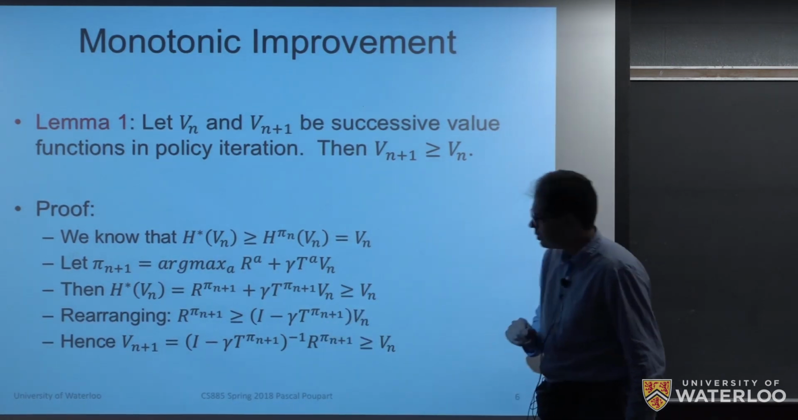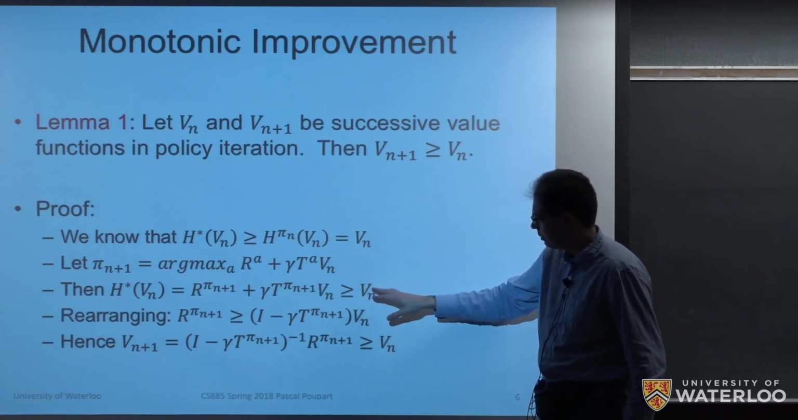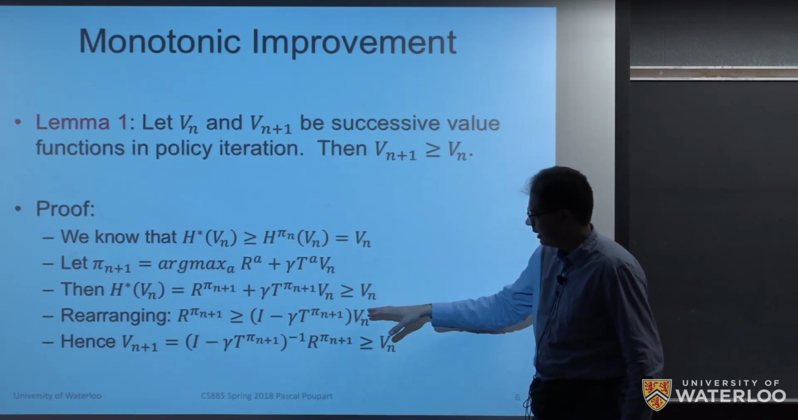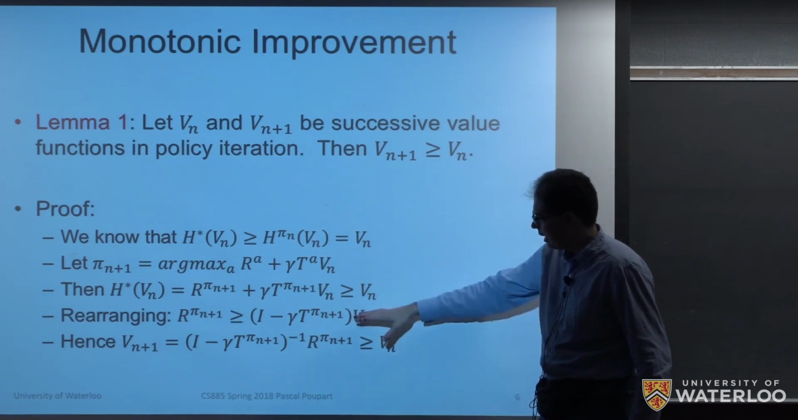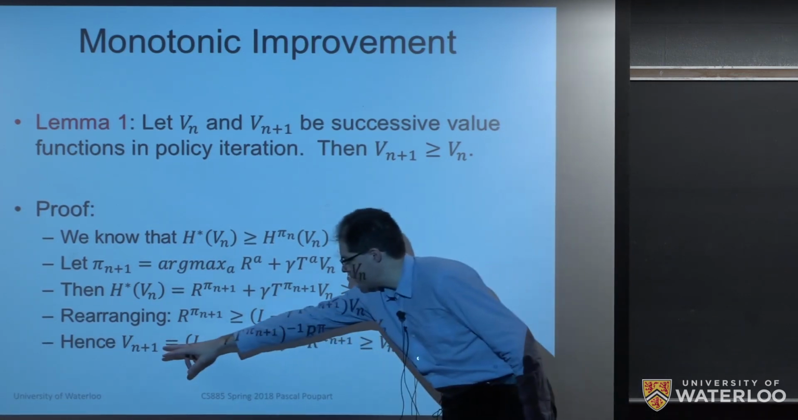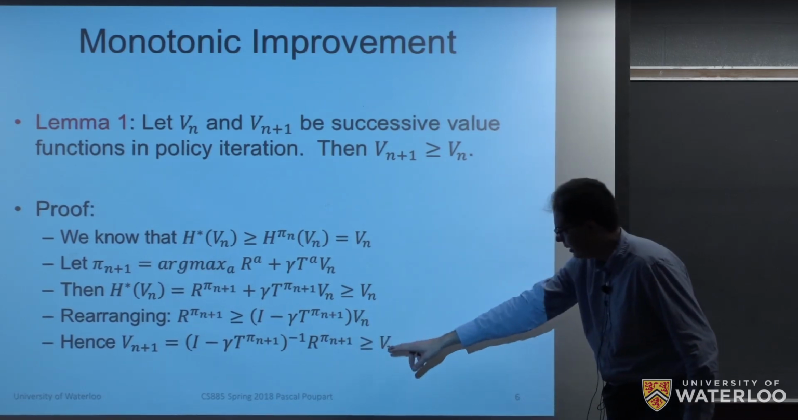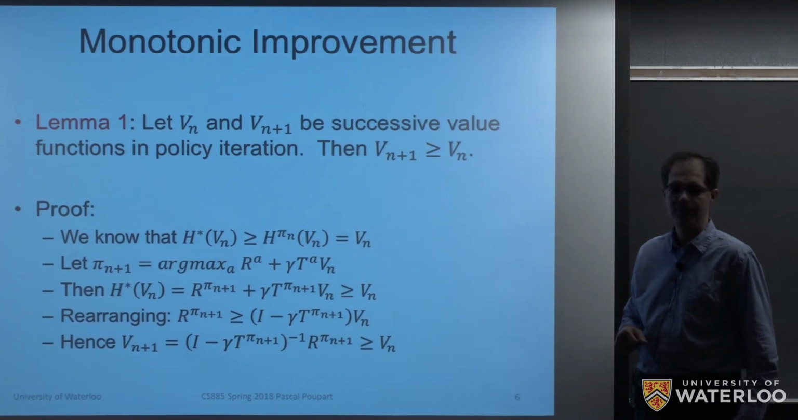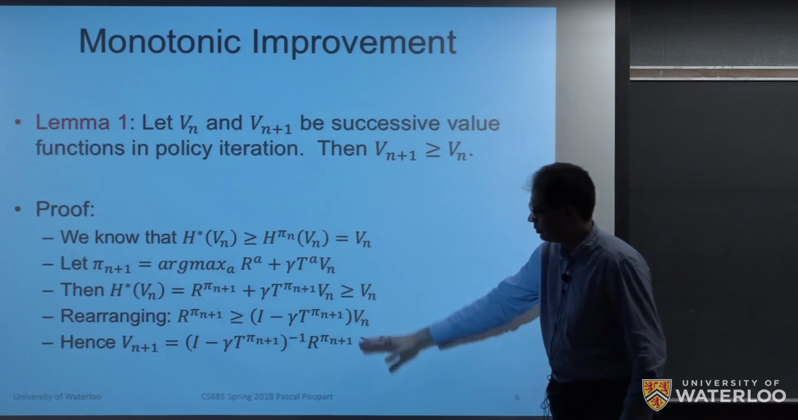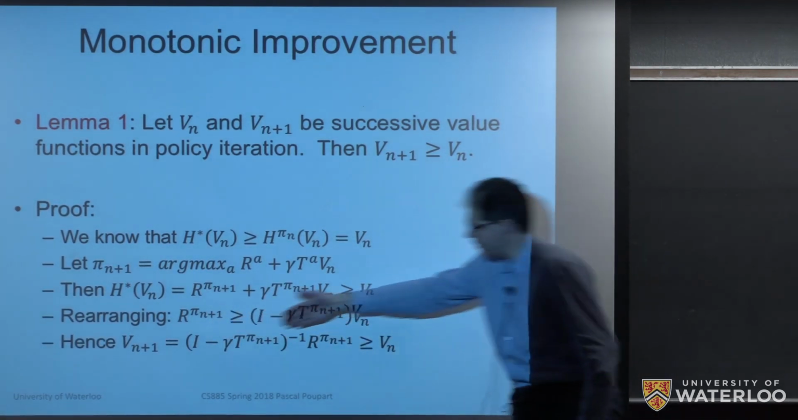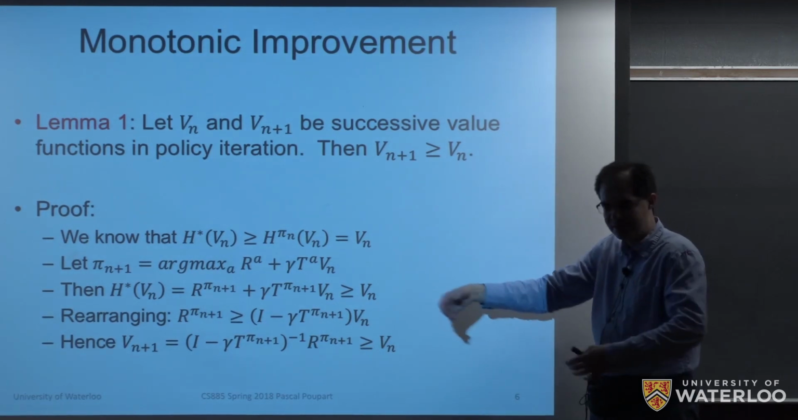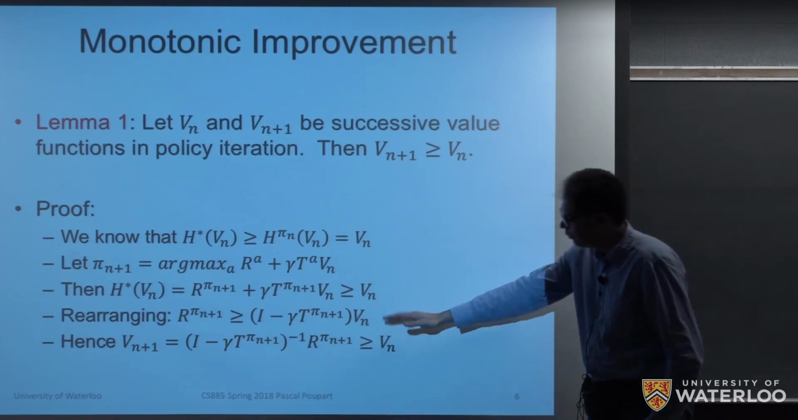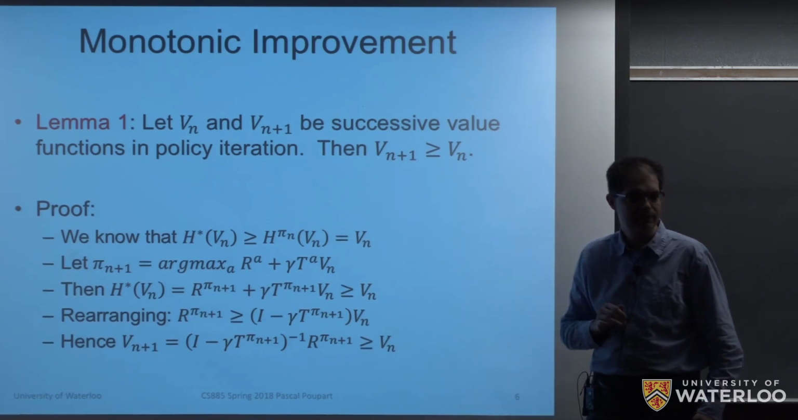Then I rearrange the terms. Here I want to isolate Vn, so I'm going to bring Vn on this side. And then after this, I can take the fact that Vn plus 1 is equal to this expression and also greater or equal than Vn to complete the proof. So it's a very simple proof, and it shows that the value of the next policy after I do the policy improvement step is necessarily going to be higher. Therefore, this increases monotonically.